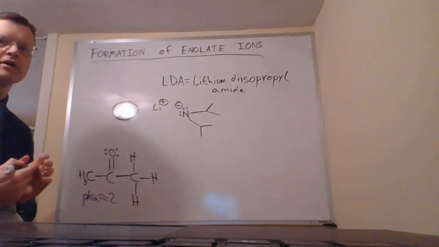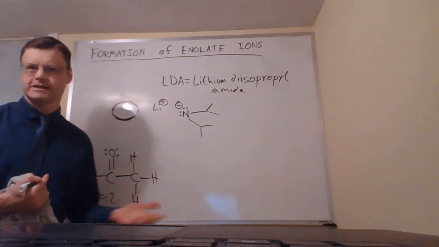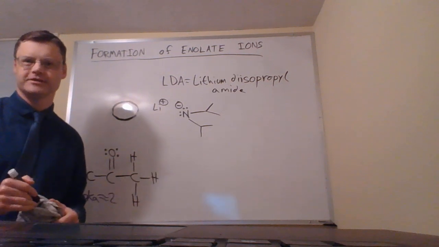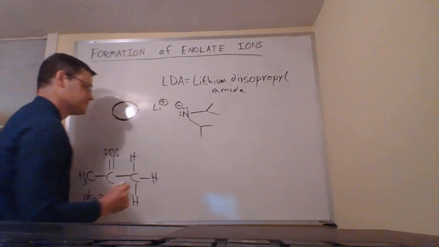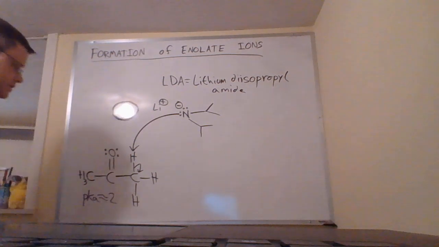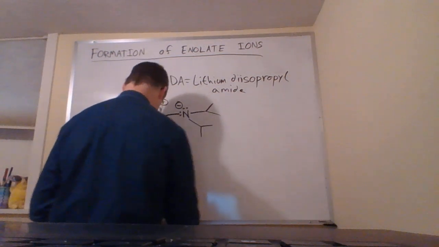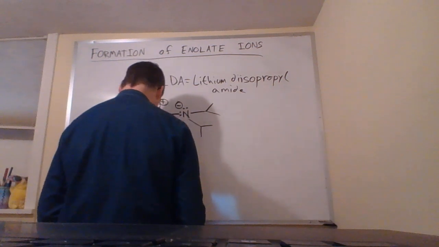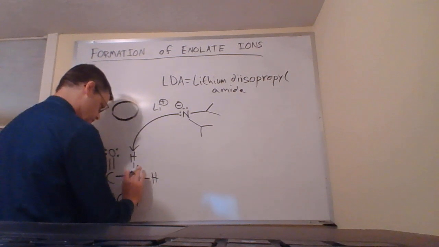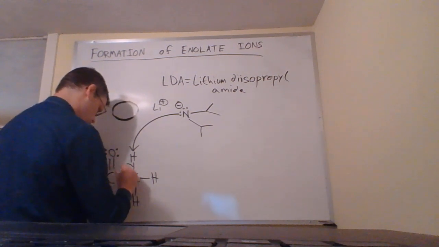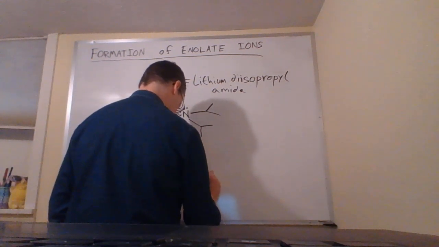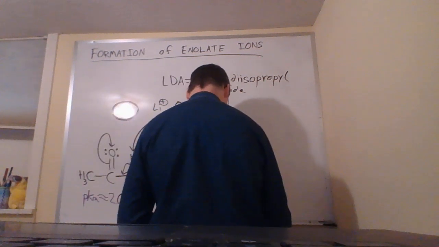Oftentimes nucleophiles can act as bases, but this one is not going to focus on its nucleophilic side because of those isopropyl groups. And so it can deprotonate this position, which has a pKa of 20. And what we can form here, I think it's typically shown like this. And here the equilibrium greatly favors this side.